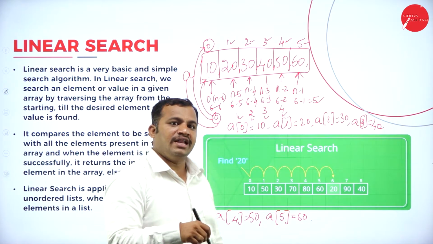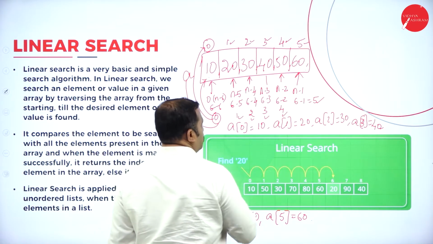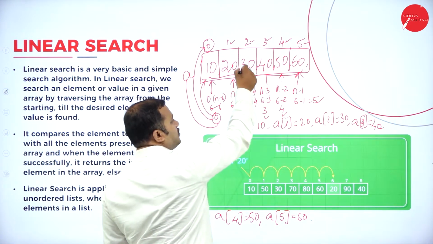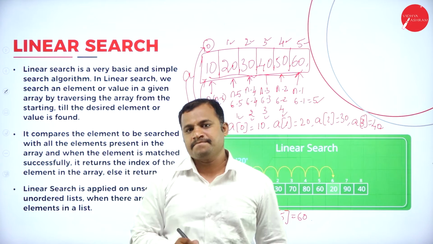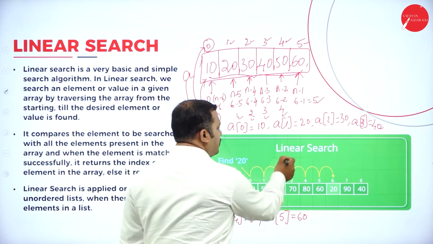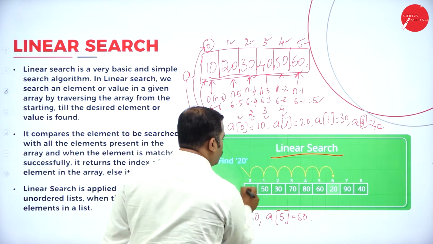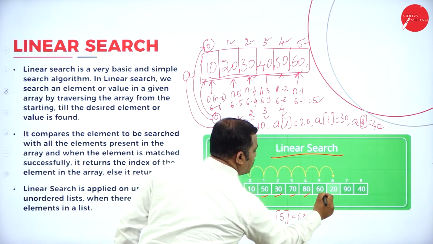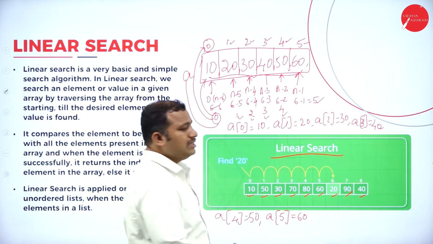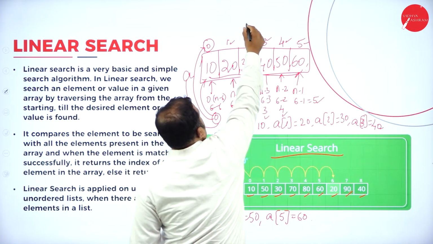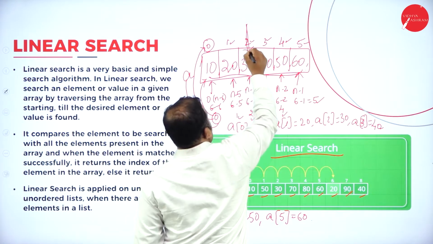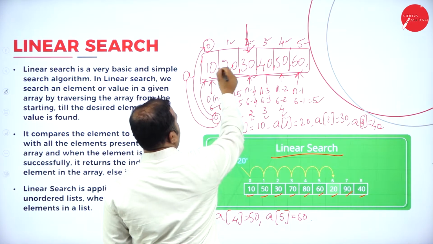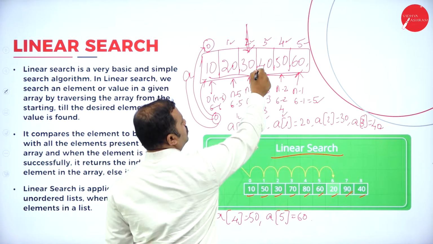If I have these elements in an array, then I can access these data items from first to last, and I can search for the desired element in an array. If you look at this example of linear search, you have a total of 9 data items: 10, 50, 30, 70, 80, 60, 20, 90, 40. In this example, I want to search for the element 30. I can search for it right from the leftmost position, that is A of 0, then A of 1, then A of 2, and so on.